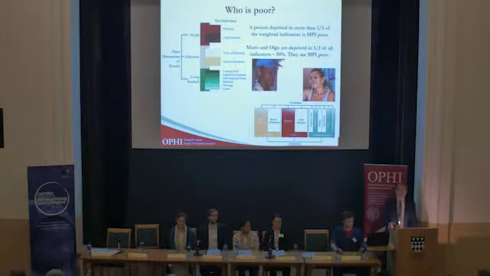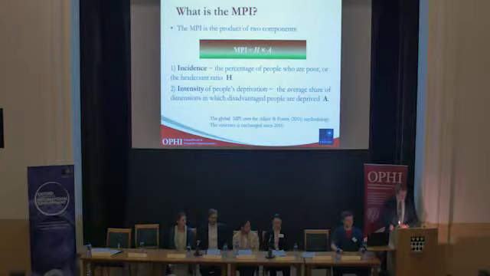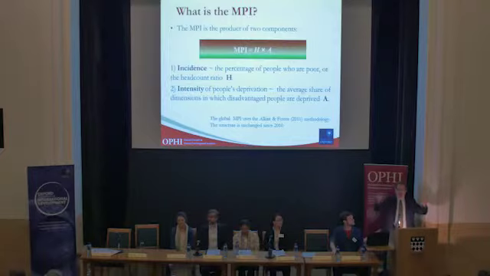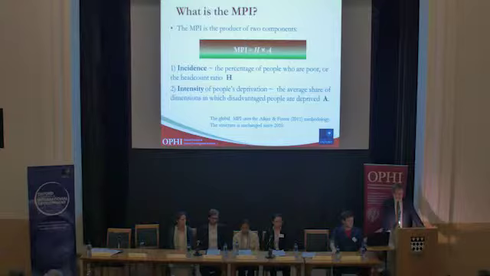Now let's go from the individual to create the measure of poverty. The multidimensional poverty index is constructed of two components. The first one begins with one poor person, adds the next, and the next, to count the total number of poor persons, and divides by the overall population. This is the incidence of poverty, or the headcount ratio.